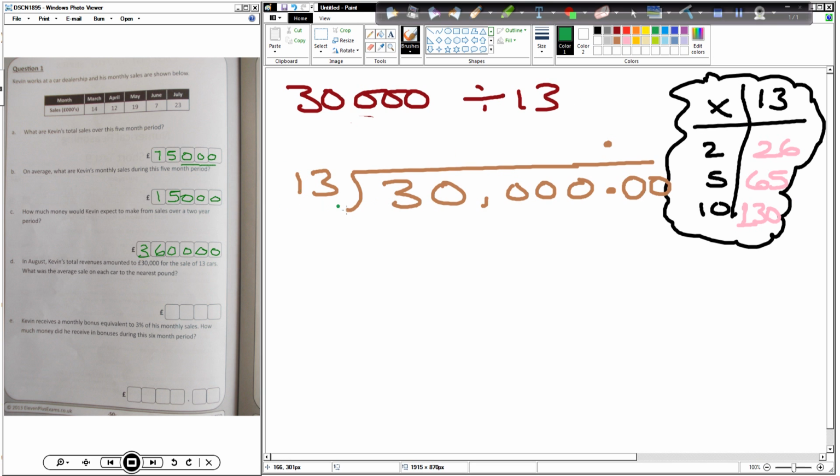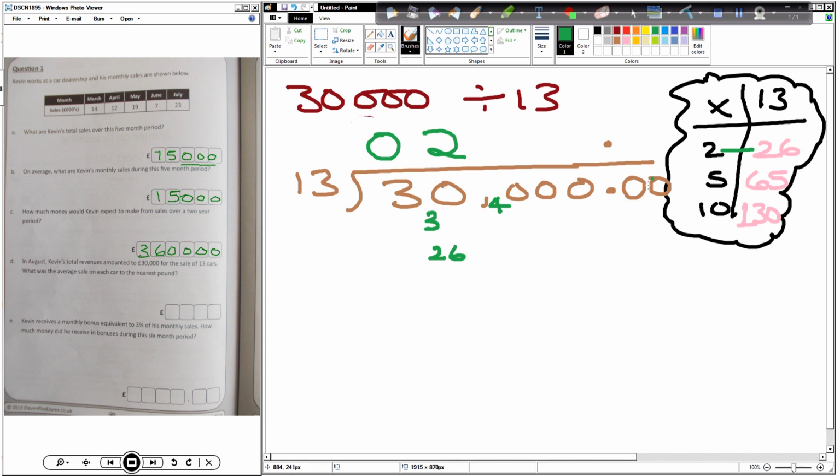So how many 13s go into 3? And the answer is nothing, remainder 3. How many 13s now go into 30? Now it's 2. So 13 times 2 is 26. 30 minus 26 is 4. Because it starts from here, you go 2 lots is 26.